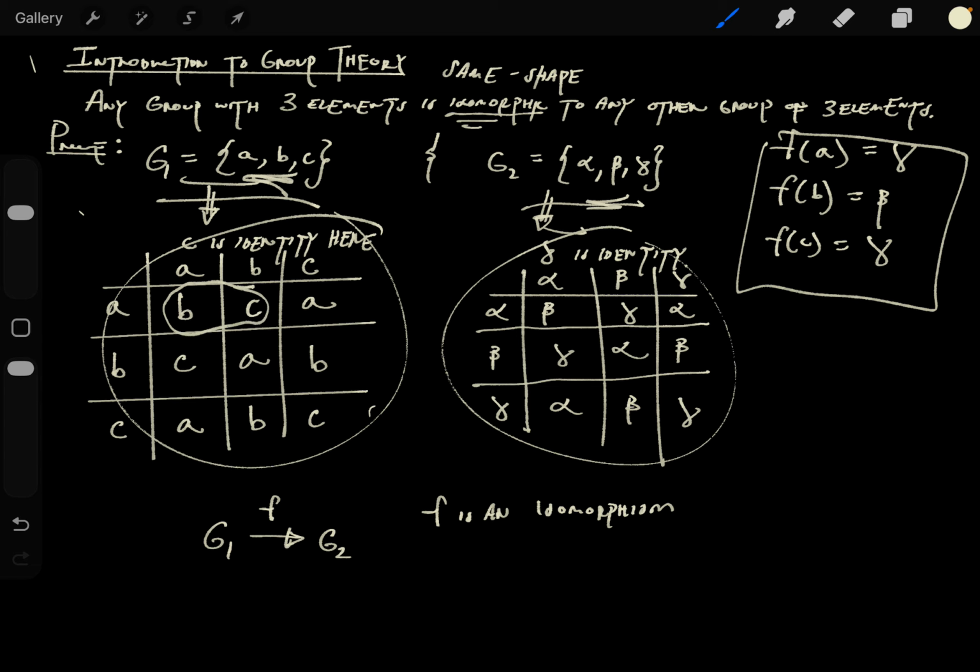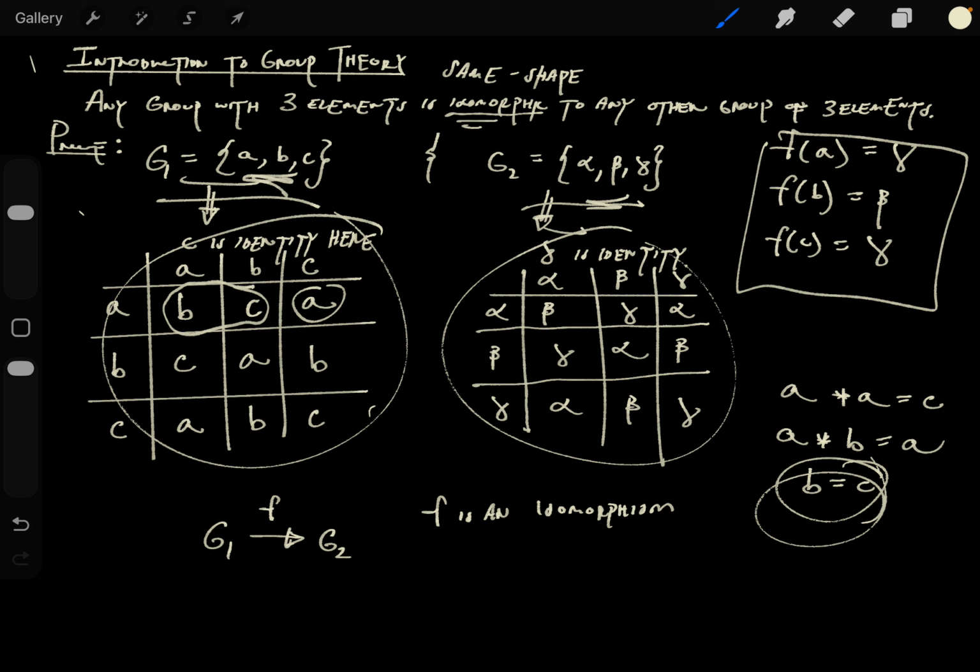If A star A equals the identity C, then A star B must be A, and that's your contradiction, because then this would imply B is C, B is the identity, and that's no good. A appears in the row already, and you can't have a duplicate in the row. Every row must have every element appearing once in the multiplication table for a group.